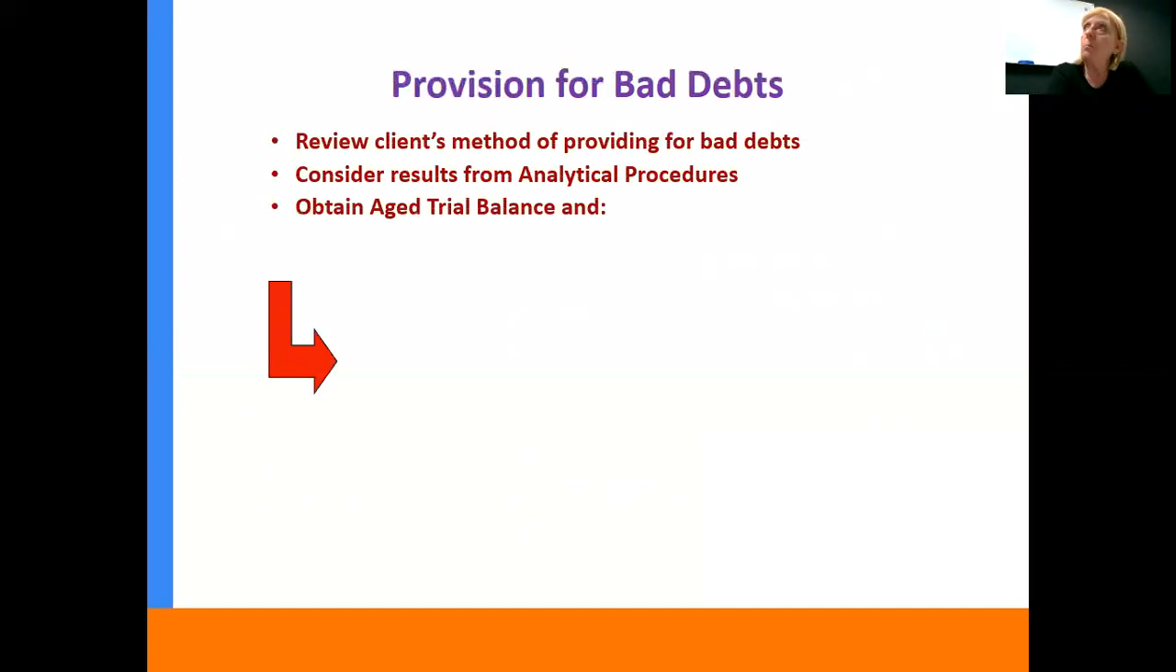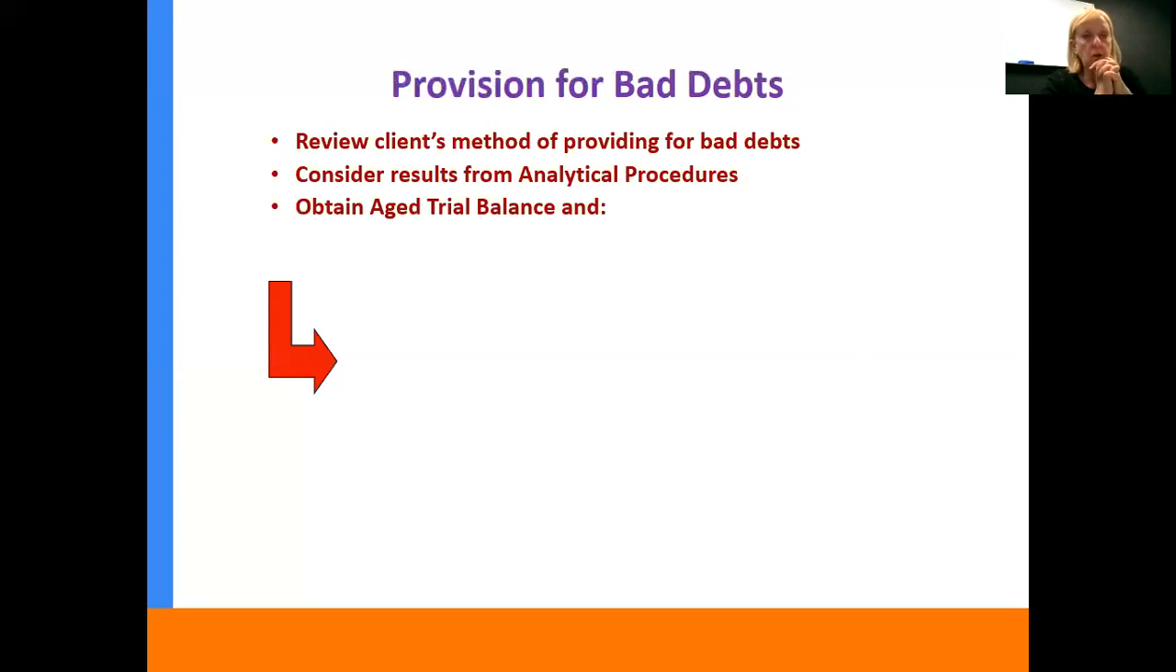I'll also look at what my analytical procedures have determined, because I would be looking at the amount of the provision this year compared to previous years, and the percentage of credit sales this year and last year. I would also consider any other things that might be important. If I'm working in an area where there's been a big economic downturn, I would be expecting there to be a higher provision for doubtful debts, bad and doubtful debts.